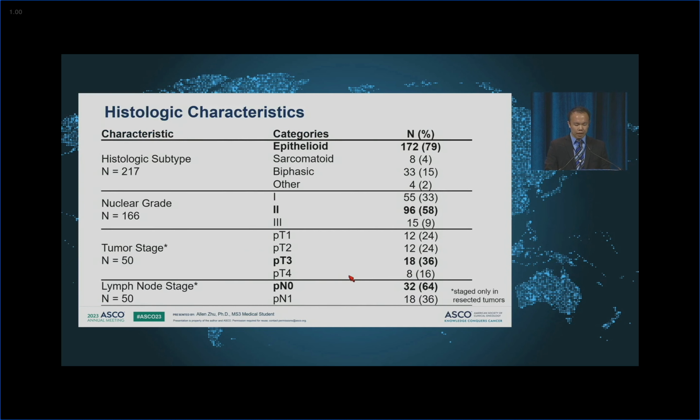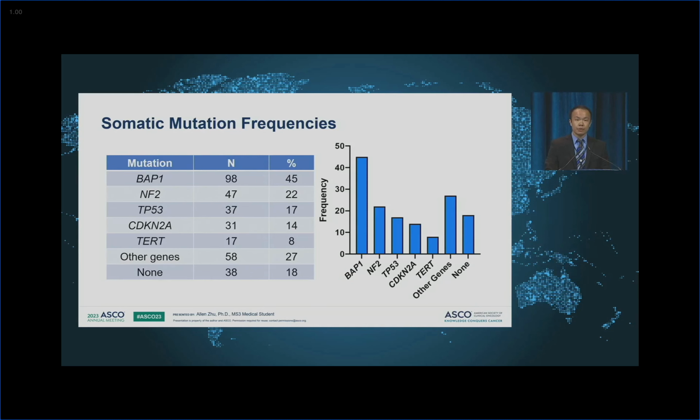Histologic characteristics are shown here. Most samples were epithelioid in histology, and most epithelioid mesotheliomas were nuclear grade type 2. Additionally, tumor and lymph node stage were also displayed for resected tumors, and resected tumors were well distributed from PT1 to PT4, and most were PN0 for lymph node stage. Somatic mutation frequencies are displayed here.